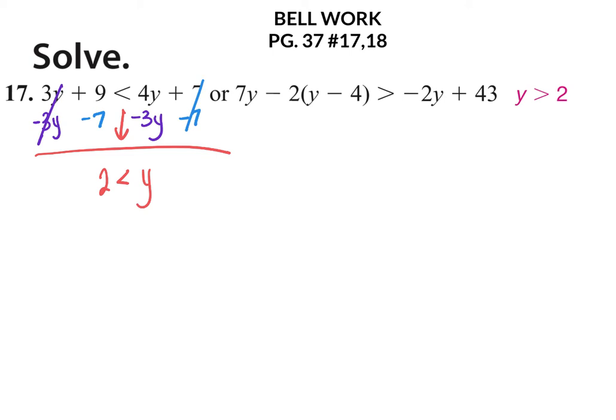And then I am going to do this second one. The second one's a little more involved. The first thing I'm going to do is distribute this -2 through. So I'll leave the 7y alone. -2 and y. -2 and -4. Bring down my greater than sign. And this side is as simple as this can get for the moment.